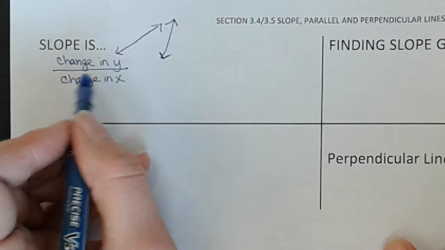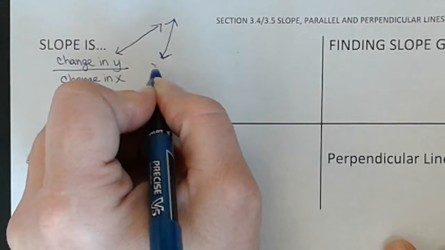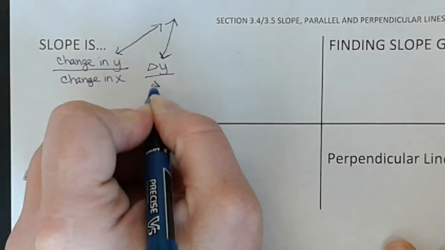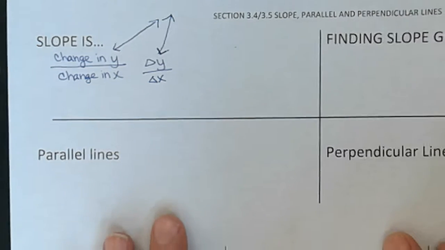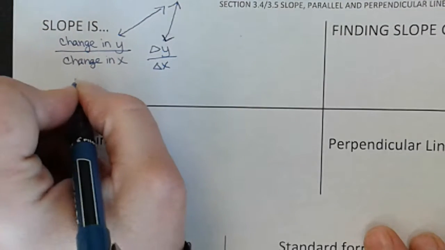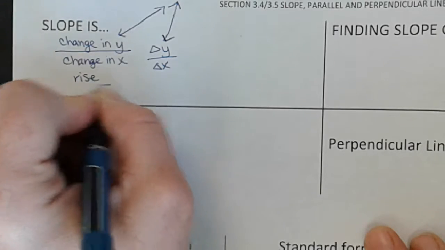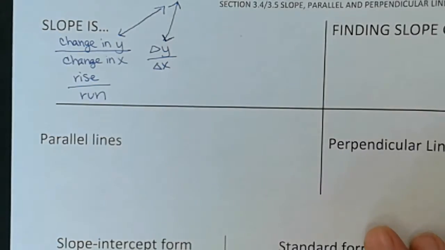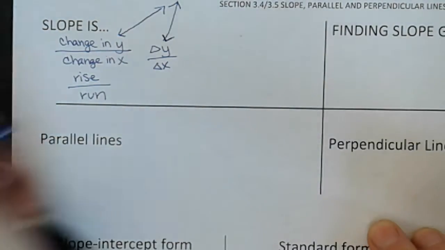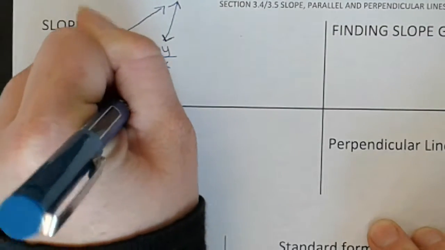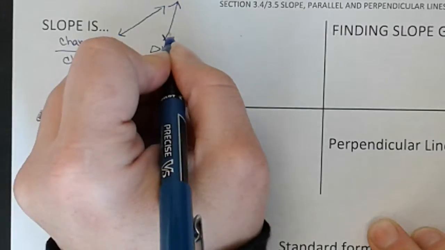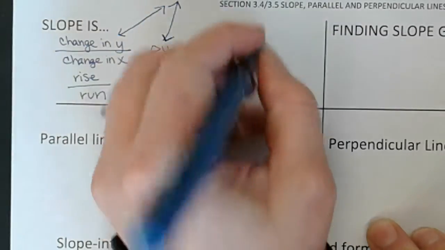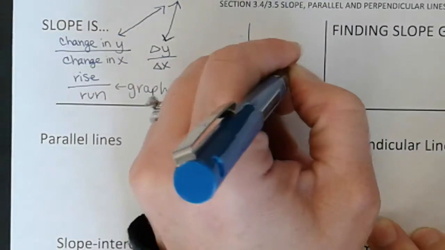So we find that by doing change in y over change in x, or we could write it like this, delta y over delta x. That's a way to write that. And really, the way we find the slope, we've said this before, if you're graphing, you can do rise over run. If you have a graph, you can pick any point, just count how far it goes up and how far it goes over.